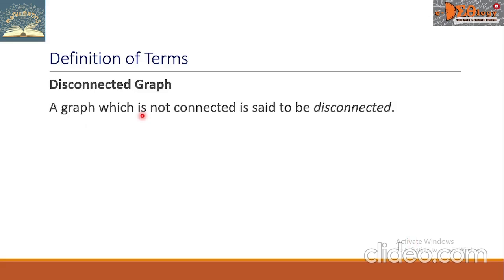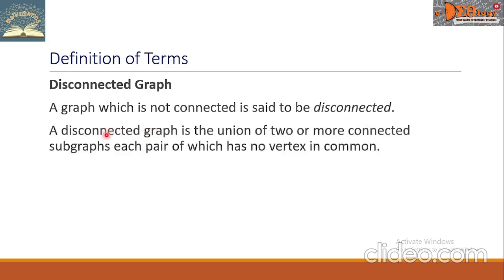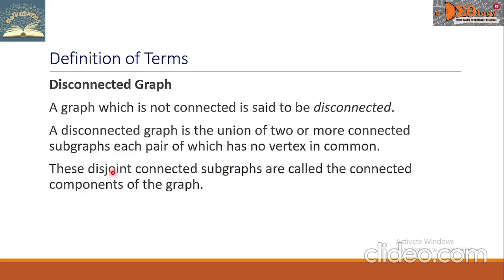Next is disconnected graph. A graph which is not connected is said to be disconnected. A disconnected graph is the union of two or more connected subgraphs, each pair of which has no vertex in common. These disjoint connected subgraphs are called the connected components of the graph.